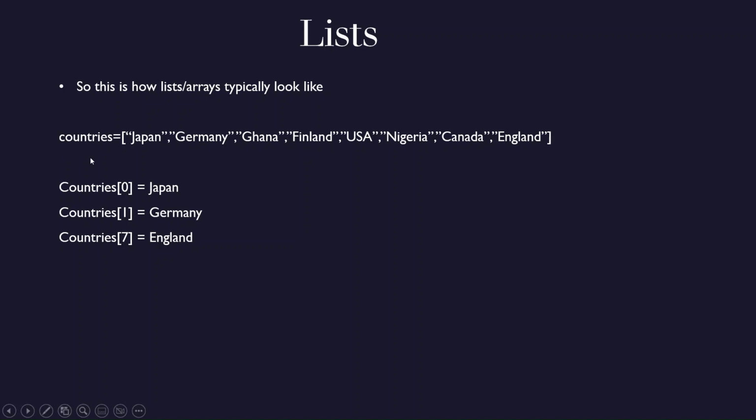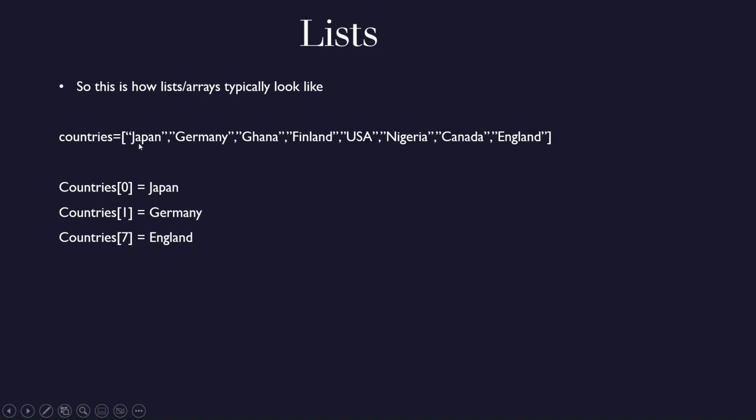The name of the variable, the name of the list you want, should usually be descriptive, then the equal to sign, and then the items in the list. We can also have numbers. So instead of countries, we can have a list of numbers, 1, 2, 3, and so on. And this is how we access the items in a list.